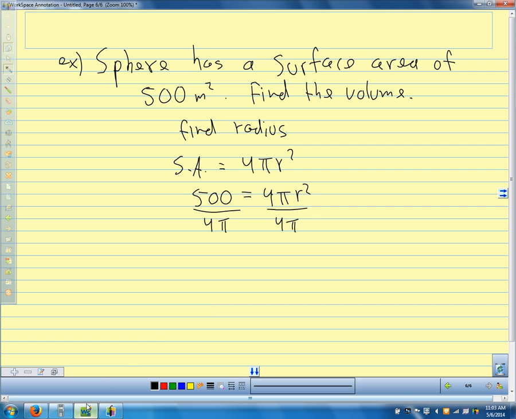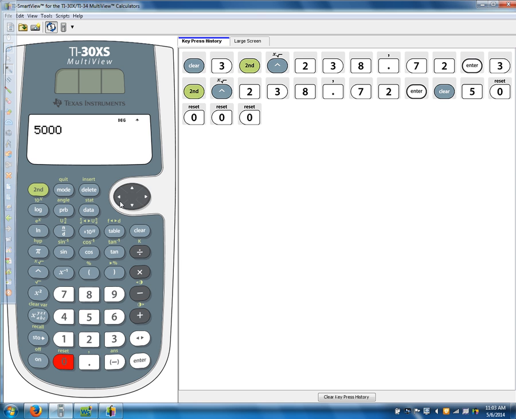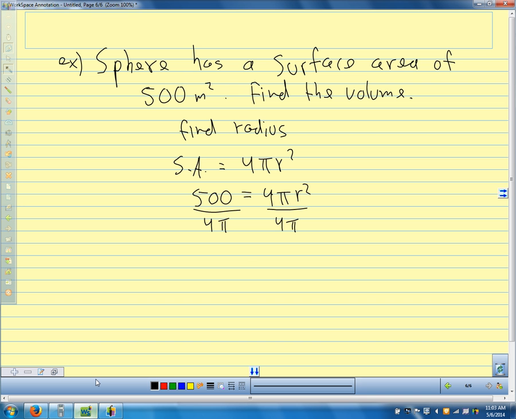So let's go to our calculator, divide 500 by 4 pi. So I'm going to do 500. Oops, not 5,000. Clear that out. Go. 500 divided by 4 times pi. And I get 39.789, rounded. So r squared equals 39.789.